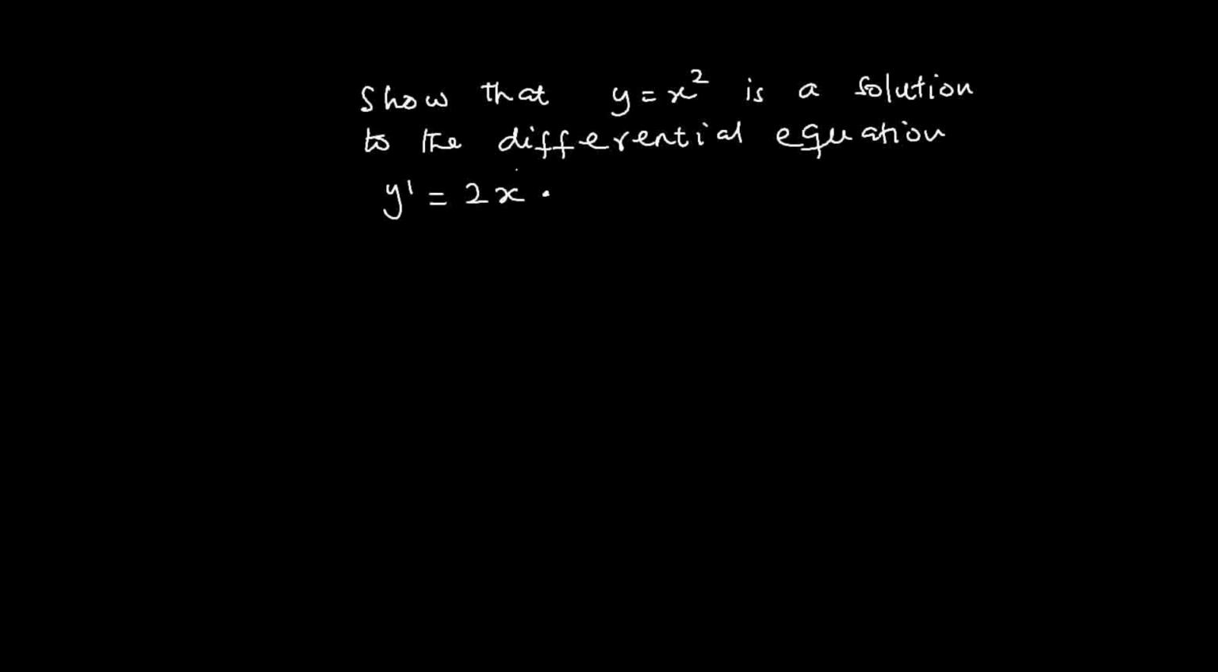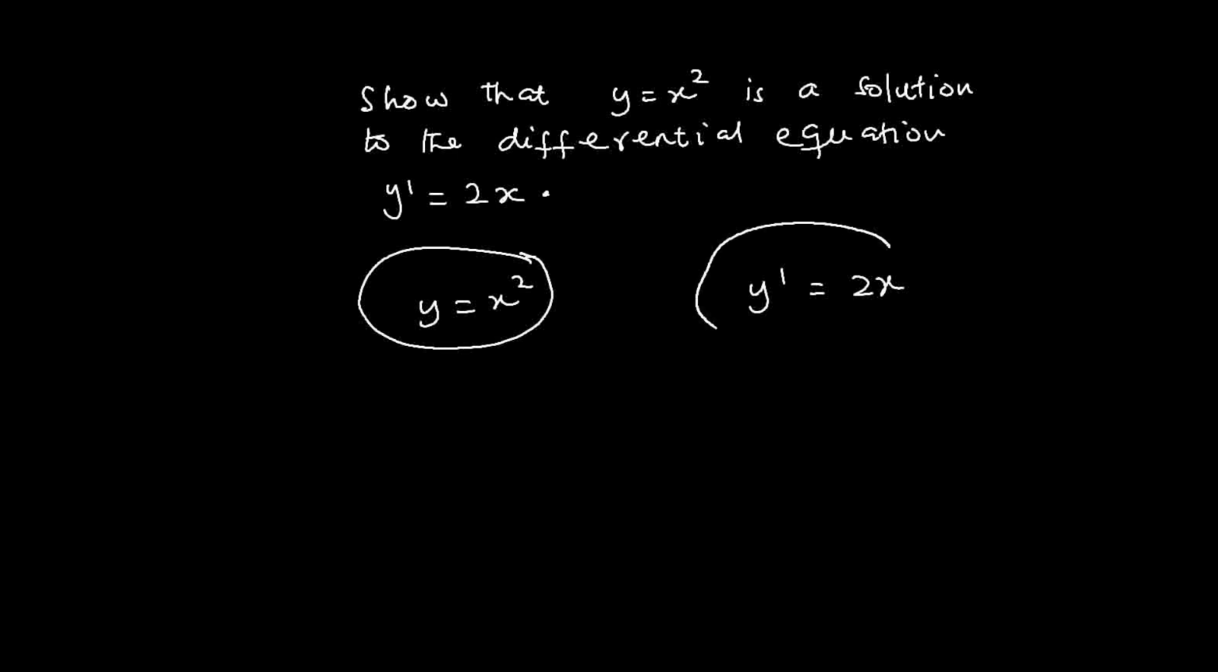We have to show that y equals x squared is a solution to the differential equation y prime equals 2x. What that means is that for this function y equals x squared, when you substitute its first derivative into this equation, the left hand side should be equal to the right hand side. That's all that it means.